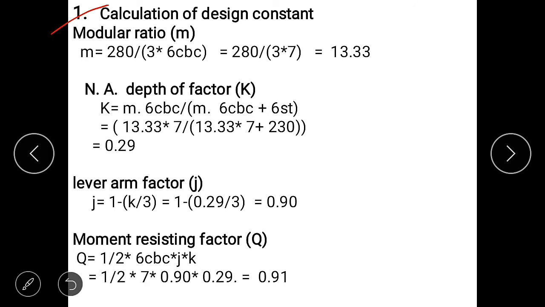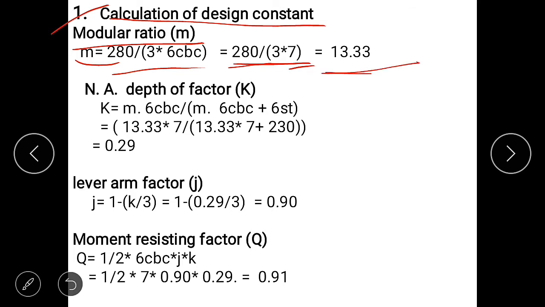First we have to calculate the design constants. The first design constant is the modular ratio. The modular ratio formula is 280 divided by 3 sigma CBC. We already calculated sigma CBC as 7. So 280 divided by 3 into 7, the value is 13.33.